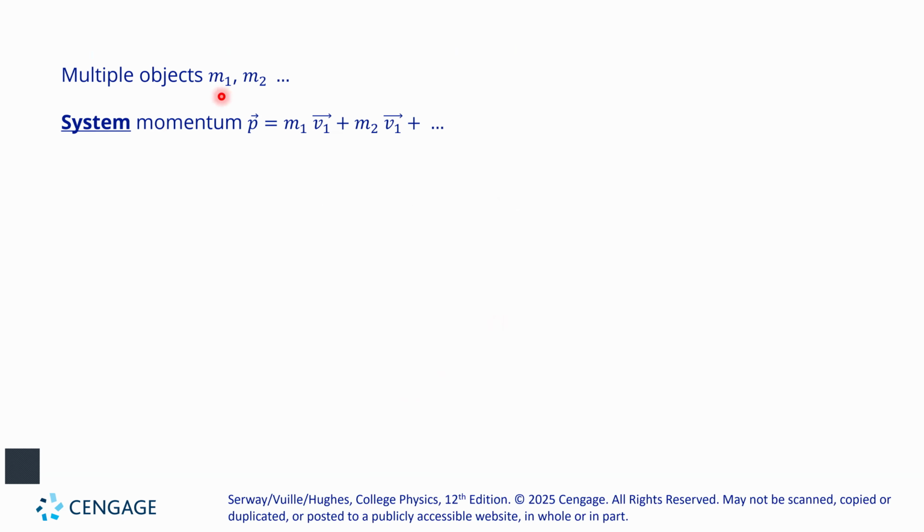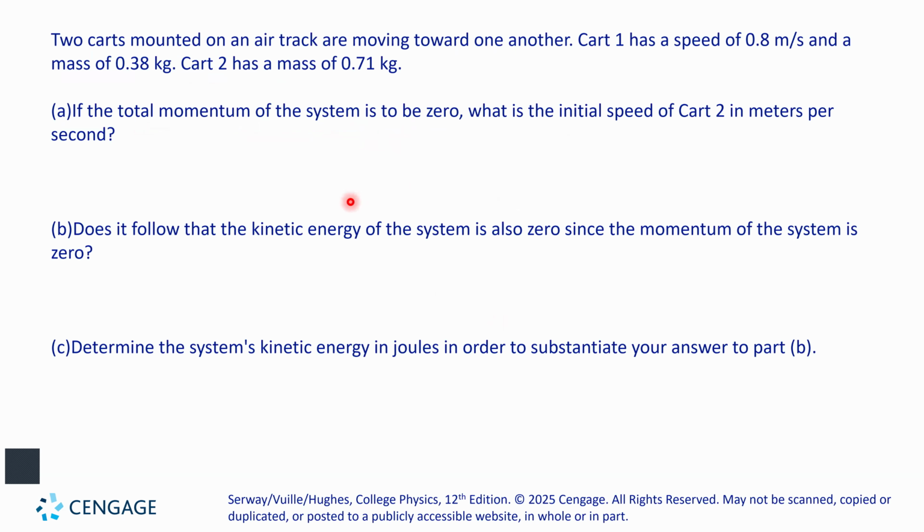If you have multiple objects, we call the system momentum the vector sum of the individual momenta of the parts of the system. So here's an example. We have 2 carts mounted on an air track moving towards one another. The first cart has a speed of 0.8 meters per second and a mass of 0.38 kilograms. For cart 2, we are given the mass, but we're not given the initial speed or velocity. Note that this is a one-dimensional problem.